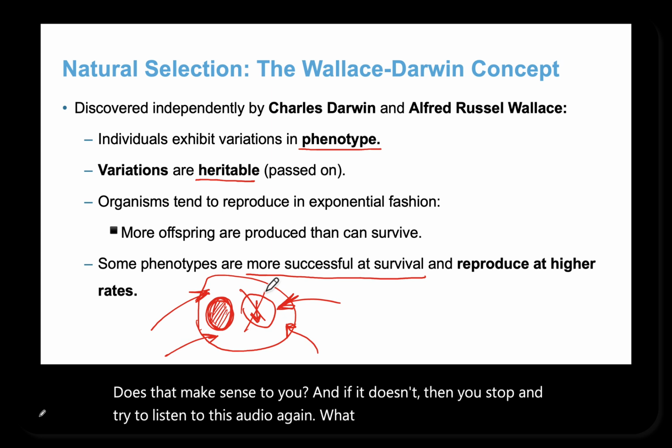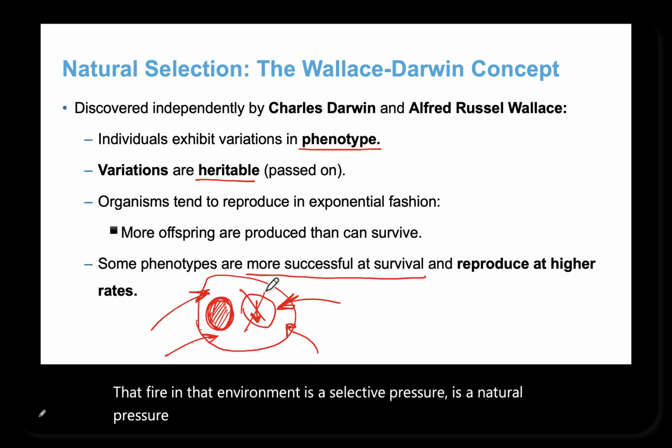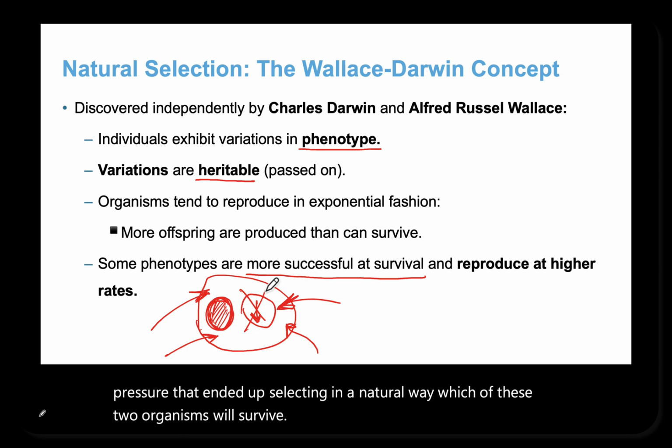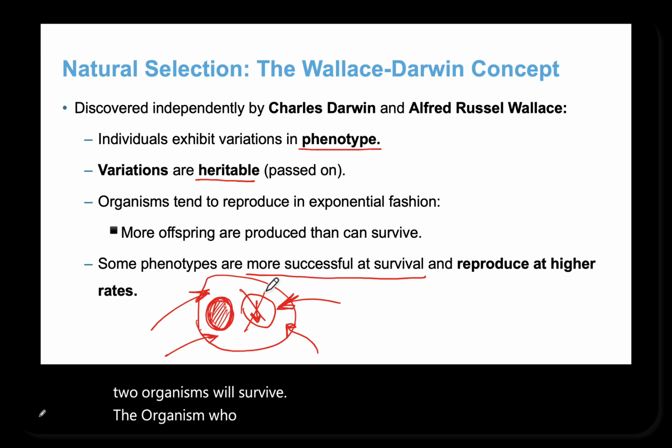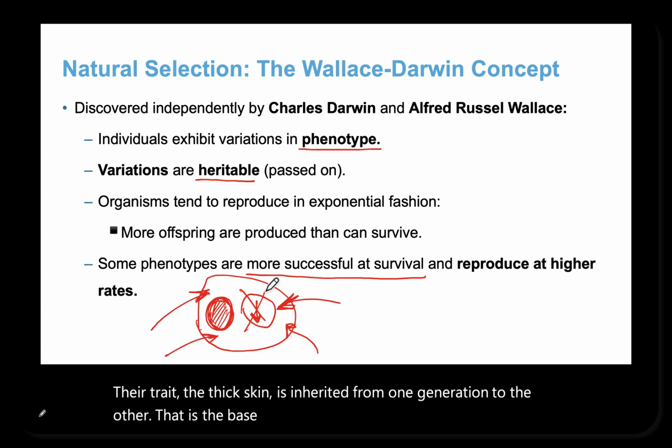What I am saying is that fire in that environment is a selective pressure, a natural pressure that ended up selecting in a natural way which of these two organisms will survive. The organism who survives leaves offspring. That trait, the thick skin, is inherited from one generation to the other. That is the base of how natural selection occurs.